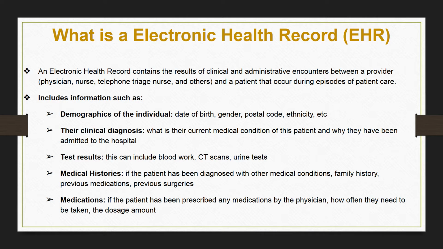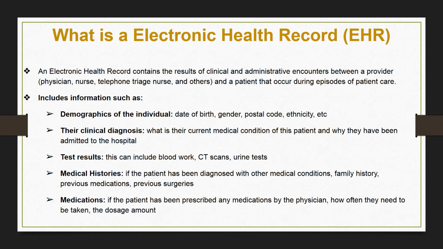An electronic health record contains the results of clinical and administrative encounters between a provider, such as a physician, nurse, telephone triage nurse, and others, and a patient that occur during episodes of patient care. This includes information such as demographics of the individuals, such as date of birth, gender, postal code, ethnicity, etc. Their clinical diagnosis, which is the current medical condition of the patient and why they have been admitted to the hospital. Test results, which can include blood work, CT scans, and urine tests.